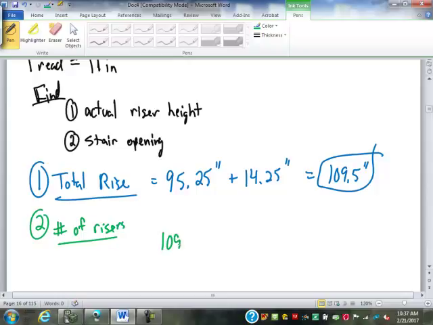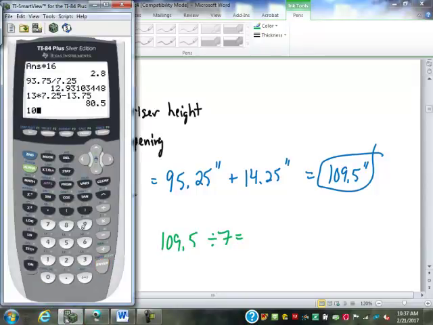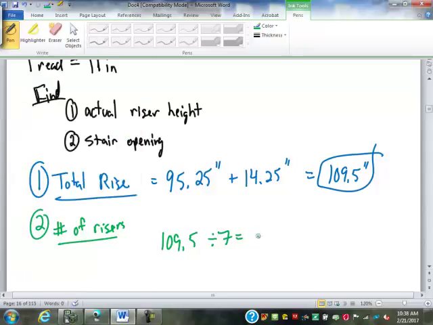So 109.5 divided by our proposed 7 inches is going to give us 15.64, which we are going to round to 15 rises. Since we're going to go slightly larger than 7 each time, that number is always rounded down from 15.6 down to 15.